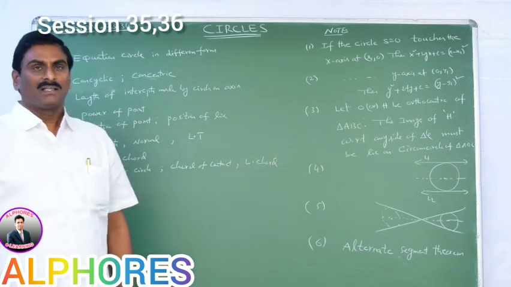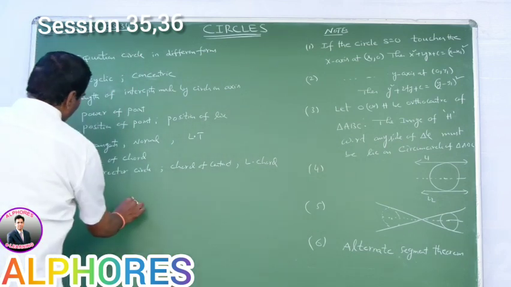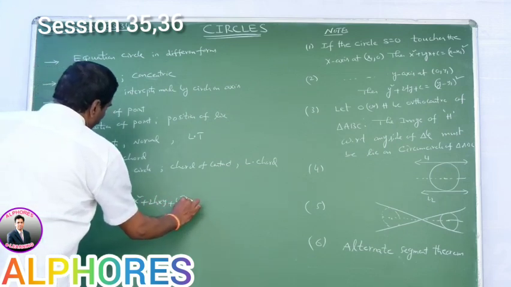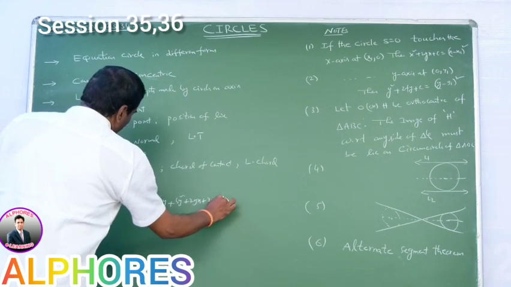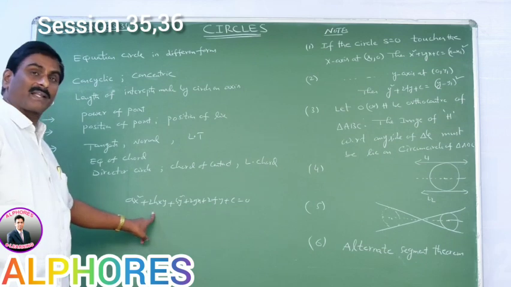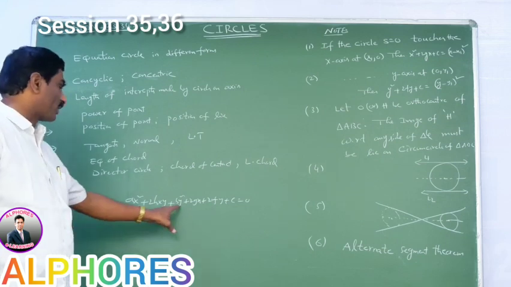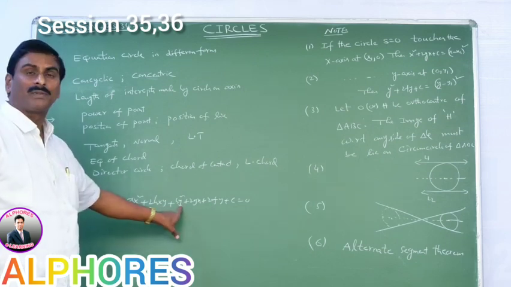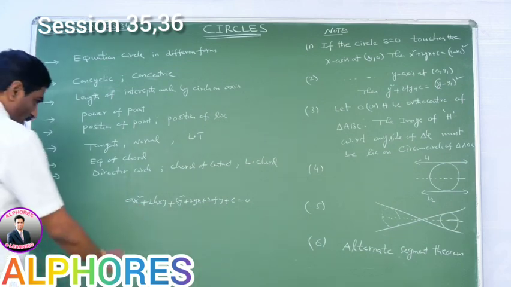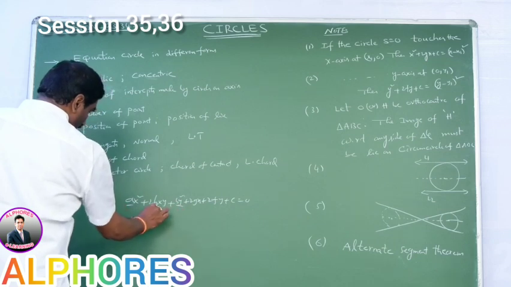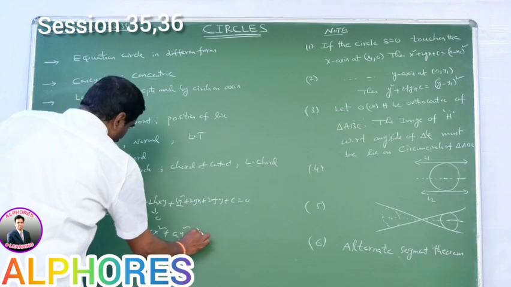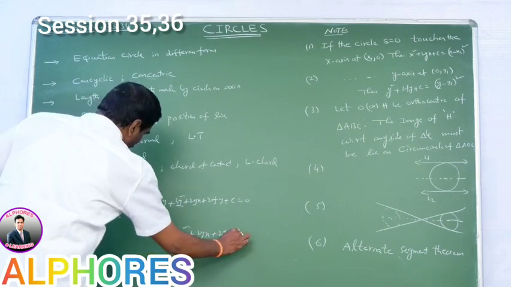Next, the second degree equation ax square plus 2hxy plus by square plus 2gx plus 2fy plus c. It is a second degree equation in x and y. This equation represents a circle only when the x square coefficient is equal to the y square coefficient. That means a is equal to b and the xy coefficient is equal to 0. That means h is equal to 0. So, it can be reduced into ax square plus ay square plus 2gx plus 2fy plus c is equal to 0.